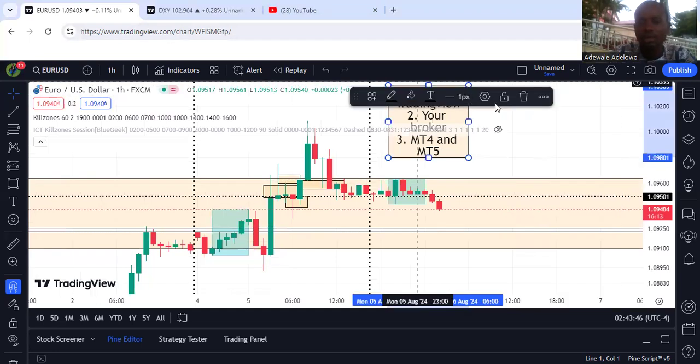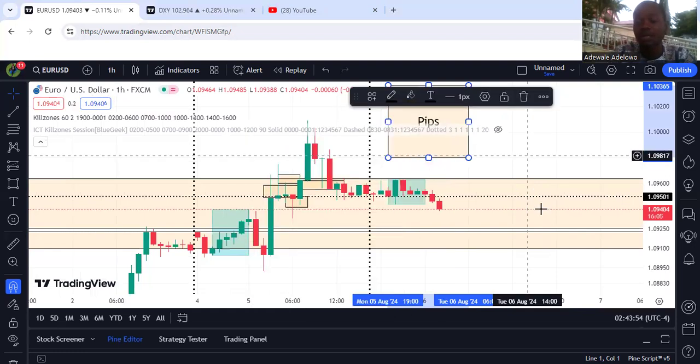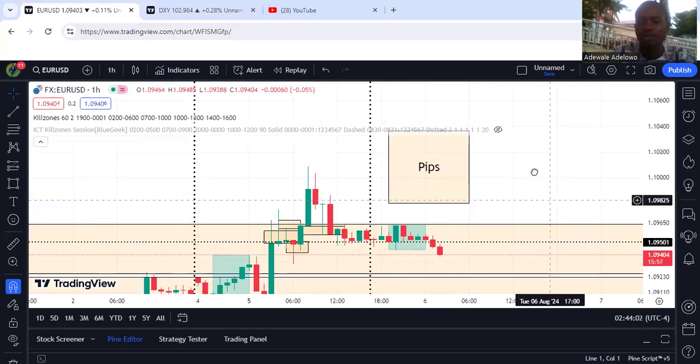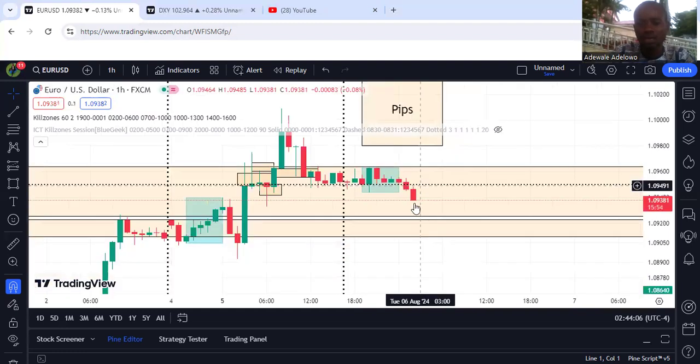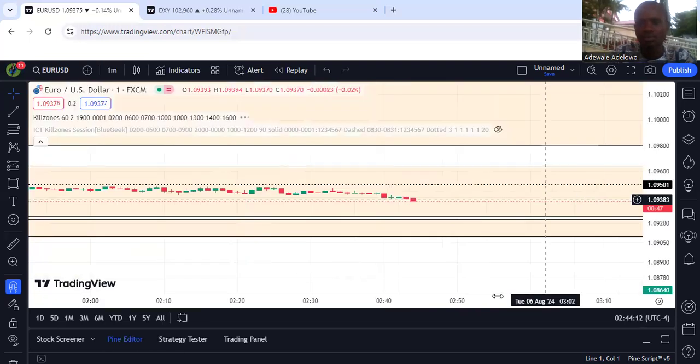I'll be talking about pips. Basically, what are pips? How do you know pips? Because it is from these pips you get to know your profit and your losses. Now I introduce you to the movement of candlesticks. You can see this candlestick is moving. So let me reduce this to 1 minute so that I'll be able to see more volatility, more movements in the market.